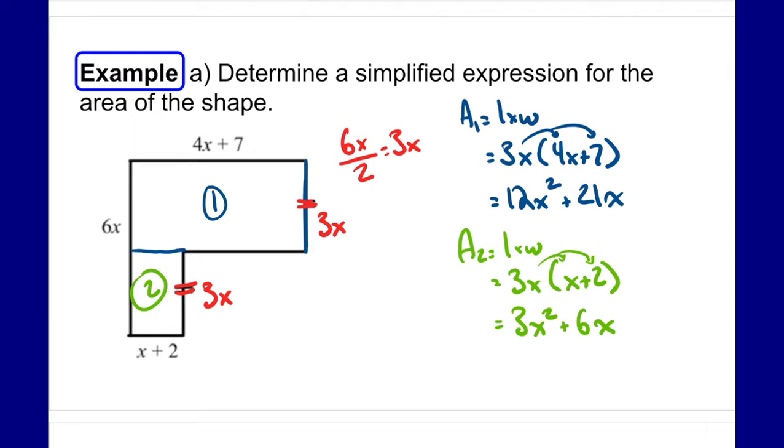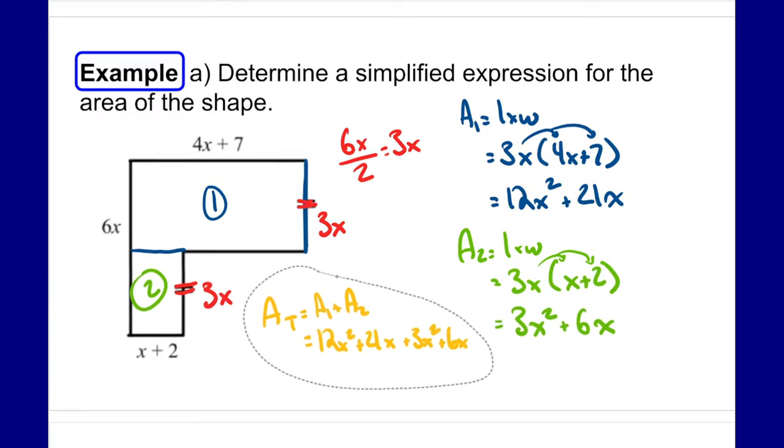Now that I have each individual part, I can find the total area by adding all of them together. So area 1 plus area 2: 12x squared plus 21x plus 3x squared plus 6x. Let me move this over so it doesn't clash or interfere. Actually, let me change the color on this just to make it a little bit easier to see.